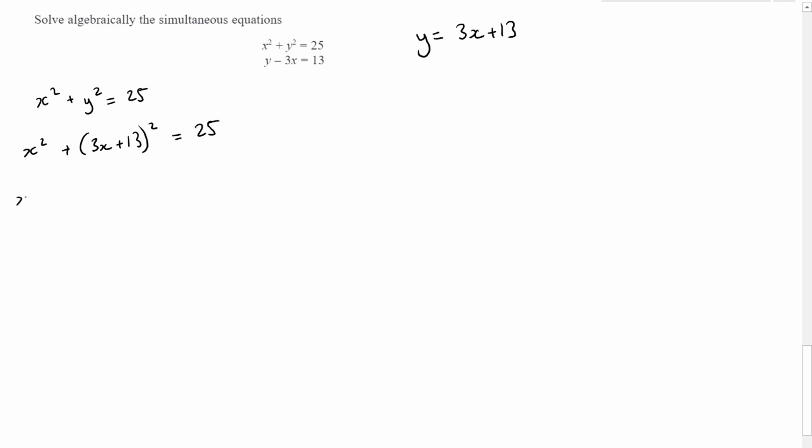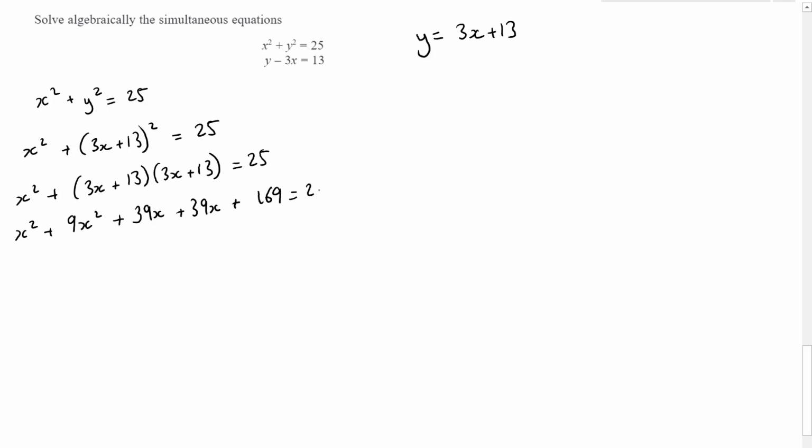Now I can expand this and I get x squared plus an expansion, which is going to be 3x plus 13 times by 3x plus 13 is equal to 25. Now 3x times 3x is going to give me 9x squared. 3x times 13 is going to give me plus 39x. 3x times 13 gives me another plus 39x, and then 13 squared is going to give me 169, and that's equal to 25.